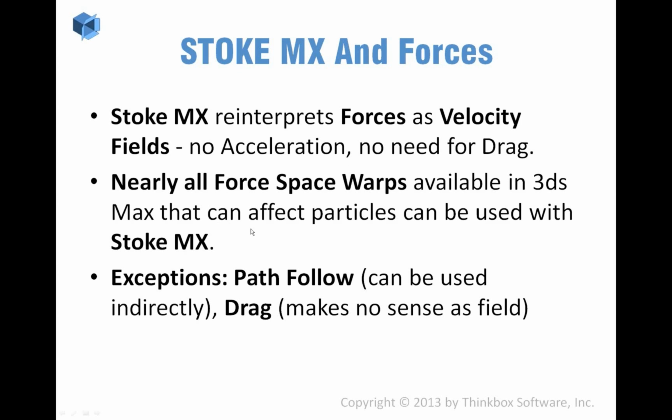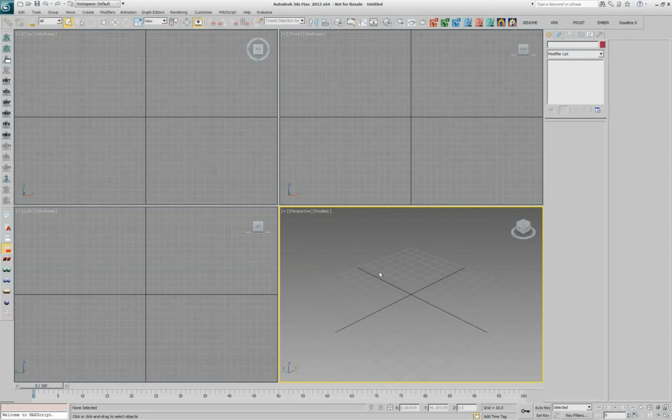Pretty much all the space warps in Max can be used except for Path Follow, which is a special case that works only on legacy Max particles, and the Drag, which actually reduces the velocity value of the particles and doesn't really accelerate them. So it really makes little sense as a field. But let's switch to 3ds Max, to the user interface, and take a quick look at some examples.